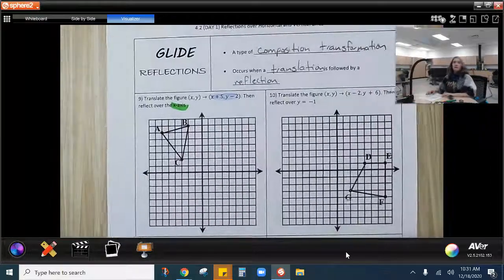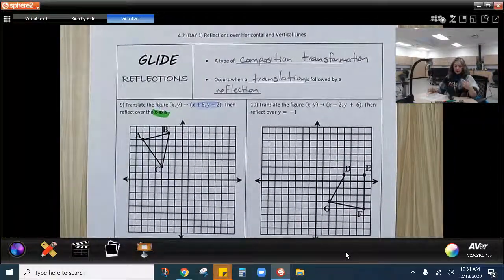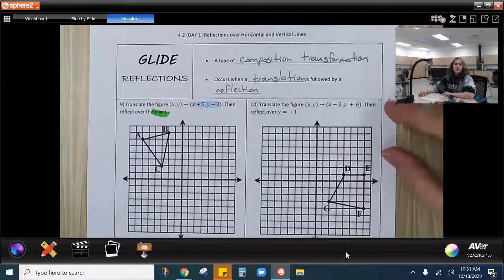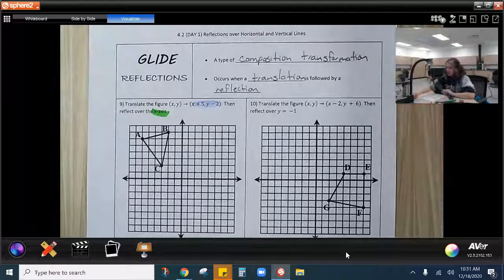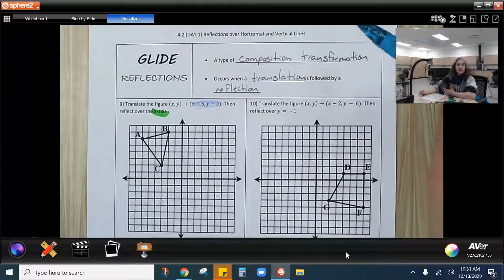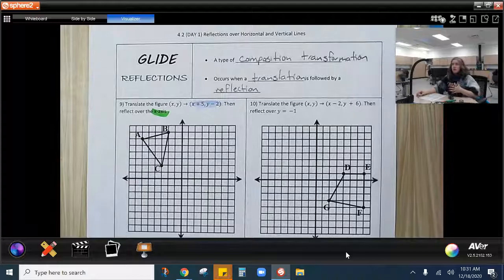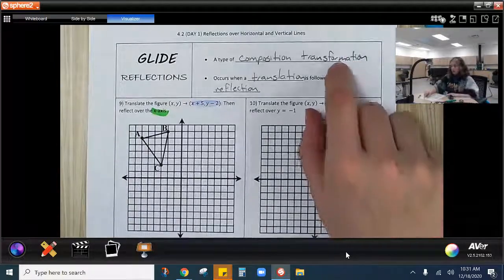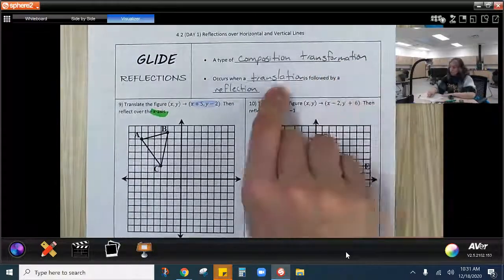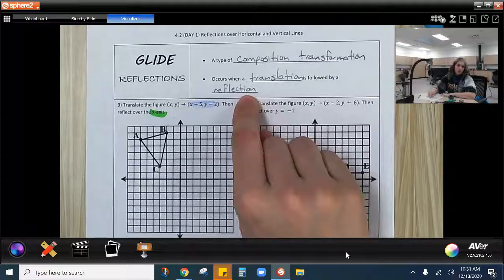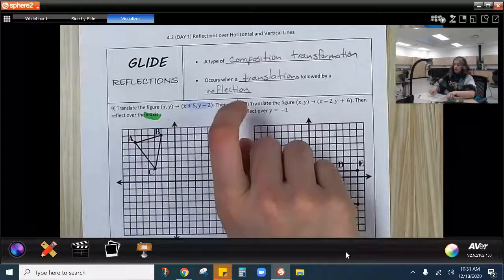Geometry. I'm going to zoom out a little bit. Here we go. So this is the last part of reflections that we're going to talk about, and I just want you aware of this. You'll see it on the SBA later this spring. It's called glide reflections. A glide reflection is a composition of transformations, specifically a translation followed by a reflection. So we're going to do both of those things.